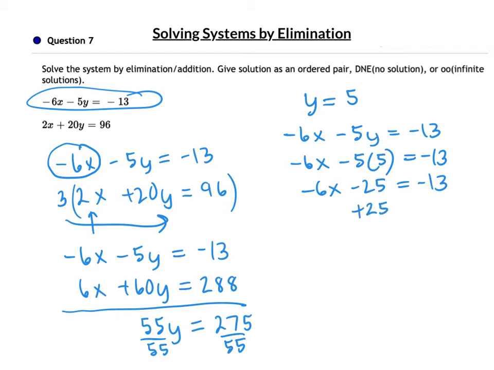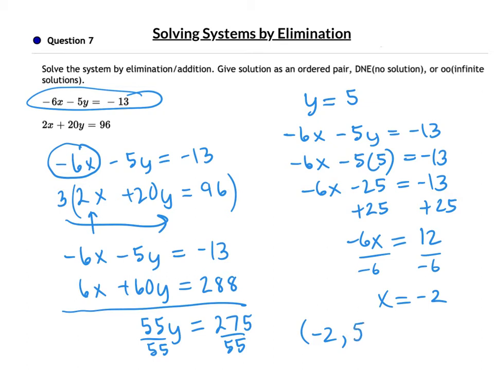Let's add 25 to both sides. We're going to get the x by itself. Negative 6x equals 12. Negative 13 plus 25 is 12. Let's divide by negative 6 to get x by itself, and x would be negative 2. The ordered pair where both lines would intersect if we graph them would be negative 2 for x, always alphabetical, x first, and 5 for y.